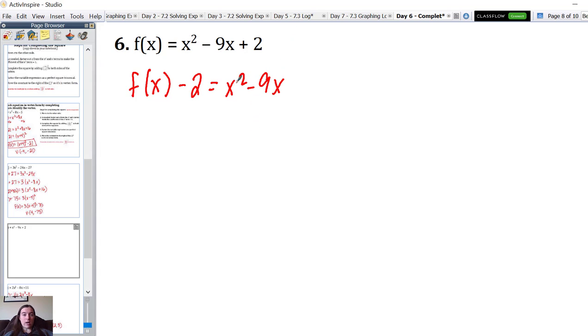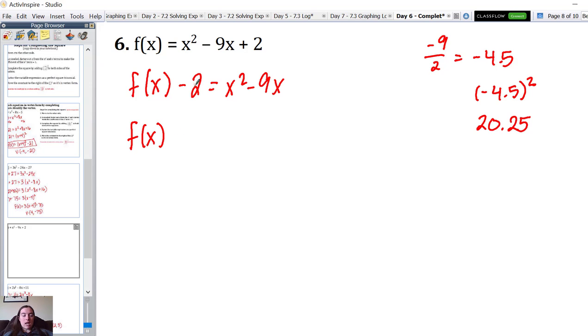Step 2 would be to factor out an a if it's not 1. Well, here our a value is 1, so there's nothing to factor. Step 3 is to look at our b value, that's the negative 9. We're going to divide by 2 and square it. So now we have negative 9 over 2, which is negative 4.5. And we need negative 4.5 squared, which is 20.25. So I'm going to be adding 20.25 to both sides of my equation to keep it balanced.